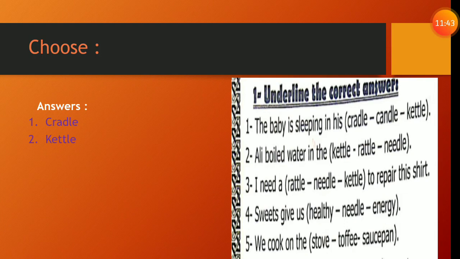Number 3, I need a rattle, needle, or kettle to repair this shirt. Repair here means to sew this shirt. Something steel we use to repair clothes. It's needle. Number 4, sweets give us healthy, needle, or energy? Of course, sweets give us energy. Number 5, we cook on the stove. Excellent.